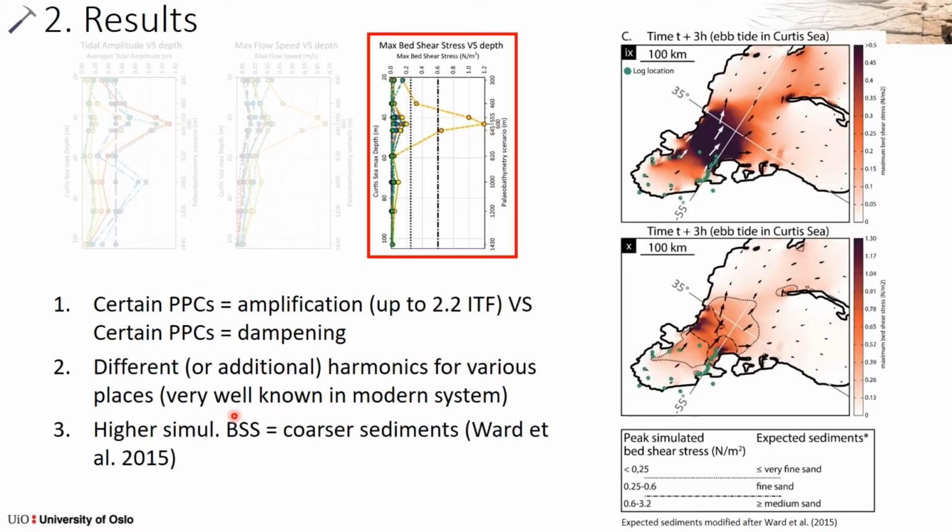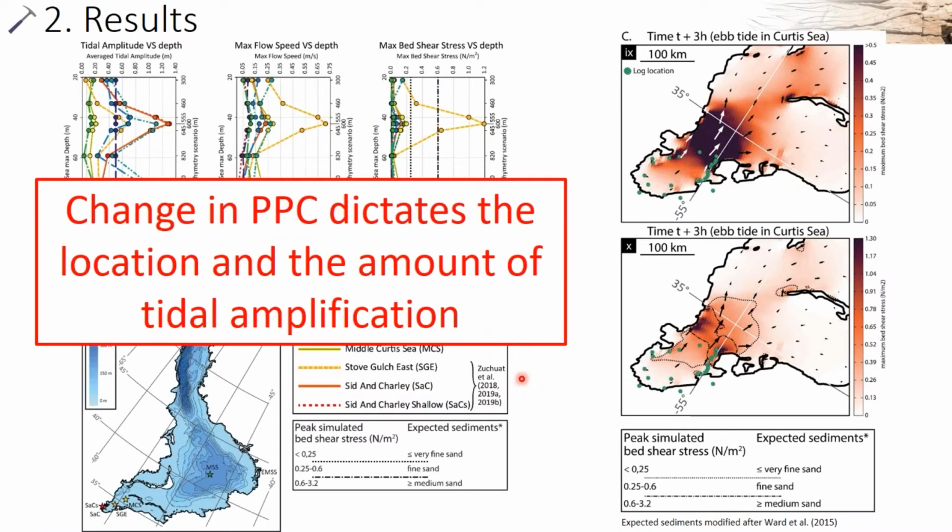And finally, we can use the simulated bed shear stress to look at sediment trend. And so these are twice the same map, just varying the vertical scale to highlight what's happening in the bottleneck. The green is our geological set point that we will talk about later. But what you can see in this map, you have the highest values in the bottleneck. So the coarsest sediment can be expected here. And then we can expect a fining towards ascendancy and also a fining towards the innermost part of the Curtis Sea. So basically, the first conclusion is that the change in paleophysiography dictates where and how much tidal amplification you have in your basin.